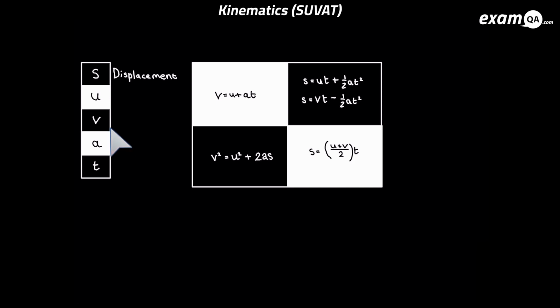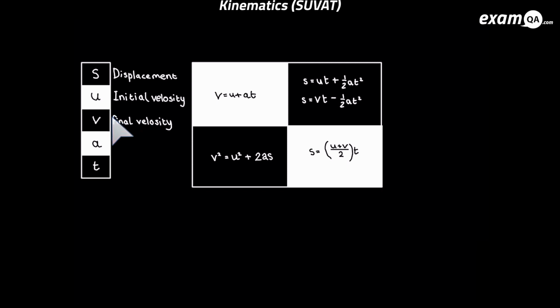So the S is for displacement, and displacement is just how far you are from where you started. Next we have U. U is the initial velocity. And you've probably already guessed, V is the final velocity. A is of course acceleration. And T, you probably guessed it, it's indeed time.